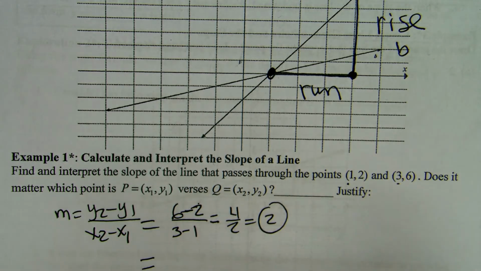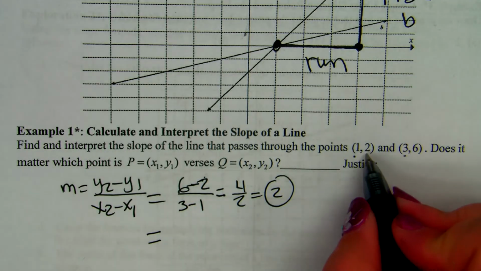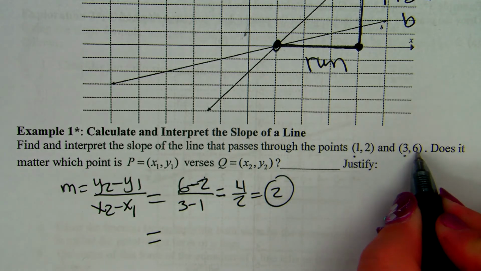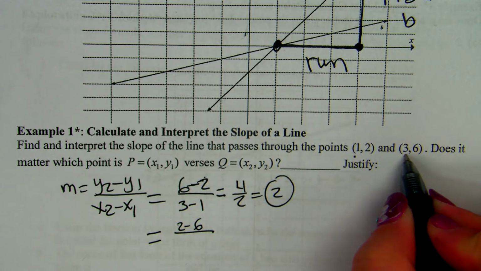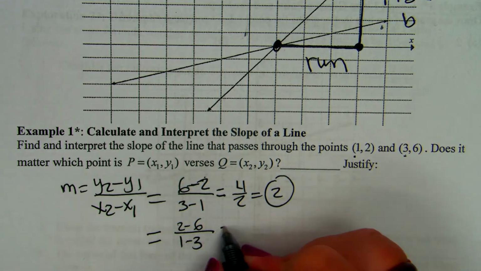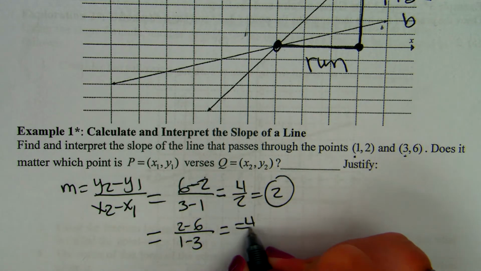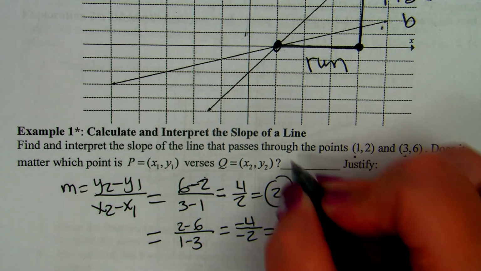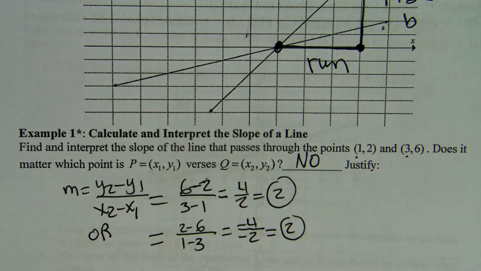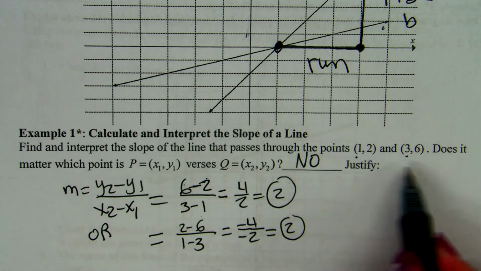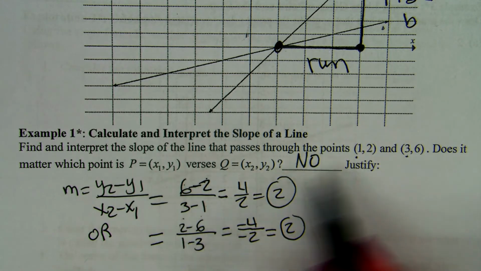Now if we do it in the other order, and we do this y minus this y, 2 minus 6, over this x minus this x, 1 minus 3, we get negative 4 over negative 2. The negatives cancel and we still get 2. So the answer is no. Either way you want to find the slope, it doesn't matter which point comes first, as long as the 6 and 3 stay together because they're from the same point, and the 1 and 2 stay together because they're from the same point.